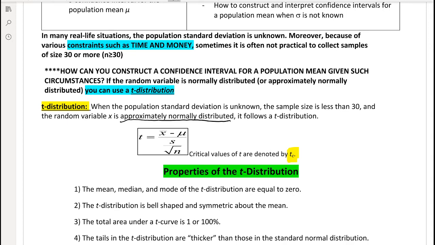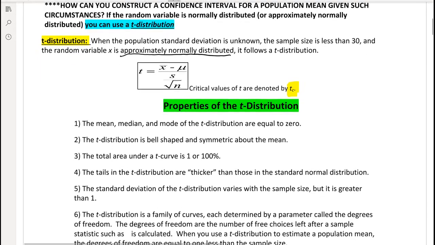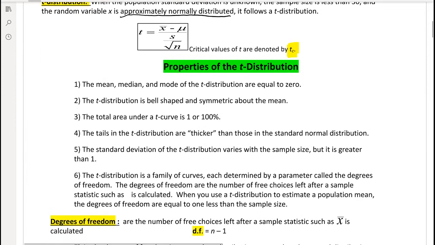Before we do that, though, I got a couple properties here for you that you guys need to type into your notes. Okay, hopefully you're following along and you open this up on Canvas and you have these notes open. First one up, the mean, median, and mode of a t-distribution are all equal to 0. Okay, the t-distribution is bell-shaped and symmetric about the mean, kind of like the z-table, right?